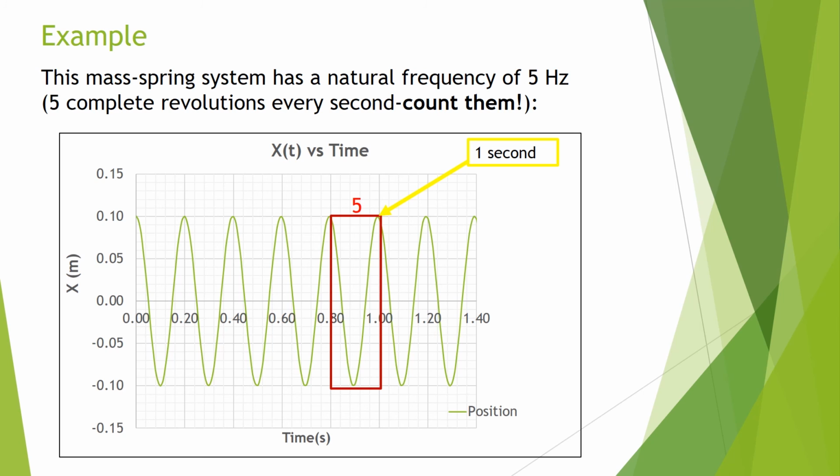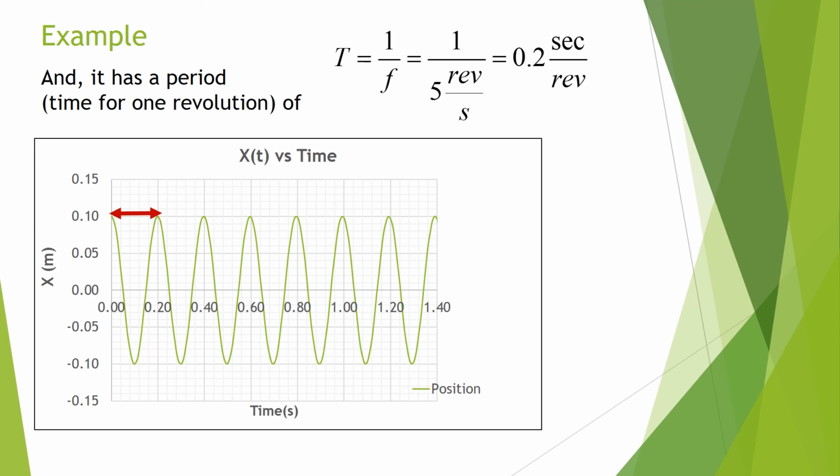And so we can calculate the period, or the time for 1 cycle. And that's 1 over f, or 1 over 5, which gives us 0.2. So you can see drawn here that the time between wave peaks is 0.2 seconds.